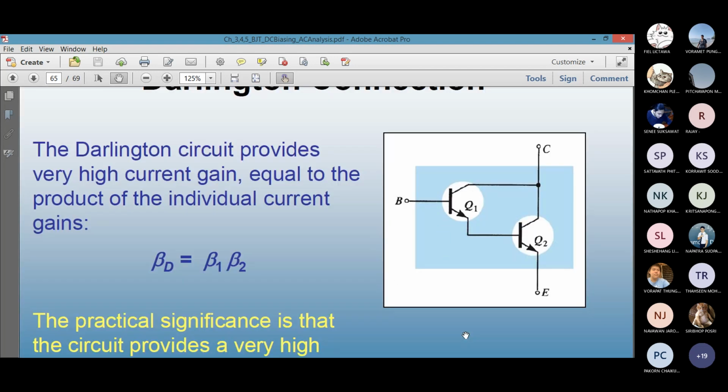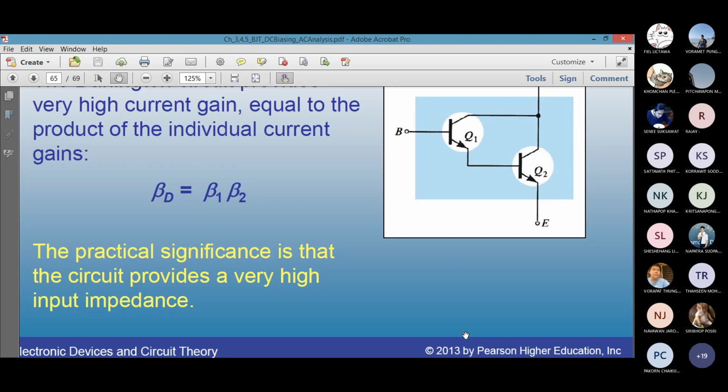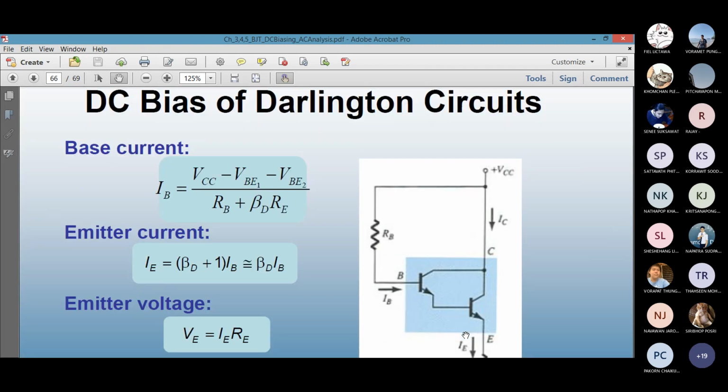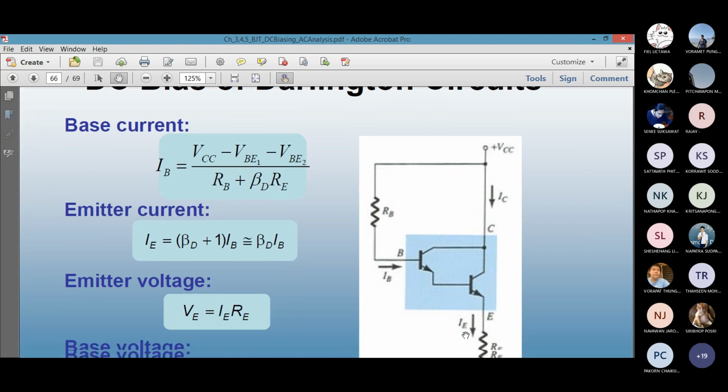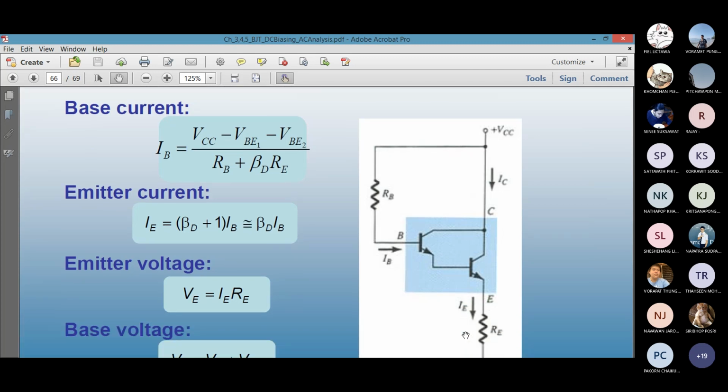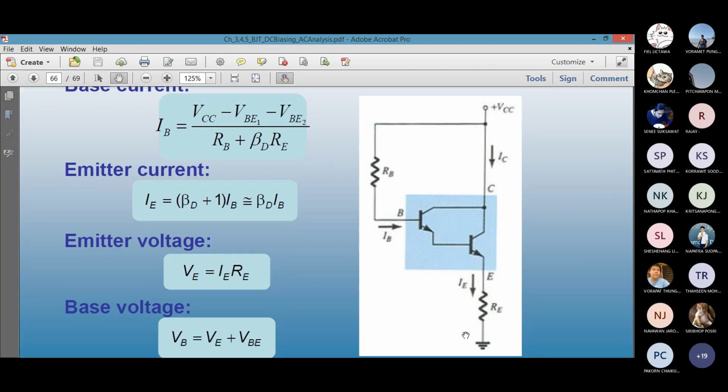This one we studied in quite depth. Please study it again. Darlington. When two BJTs are connected like this, the emitter of the first one is the base of the second one. We call it the Darlington. The total beta is beta 1 times beta 2. So the current is multiplied by a lot. It's a high current gain amplifier. Also provides high input impedance. There are equations for Darlington circuits, IB equation. And once you find IB, you can look at the circuit and find IC, IE, VE, etc. You can just use Ohm's law or KVL.